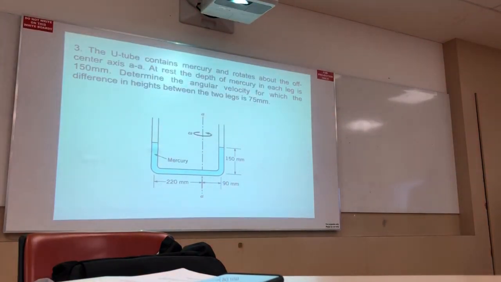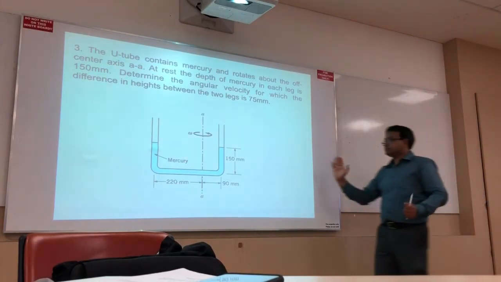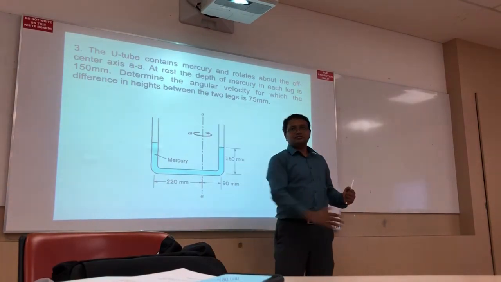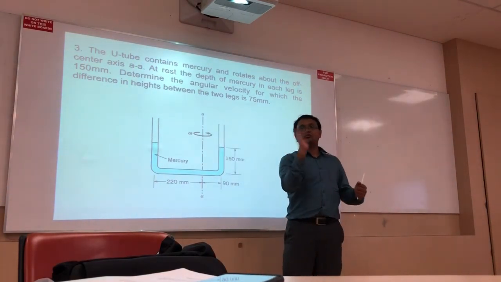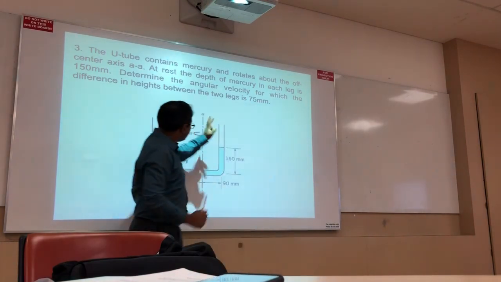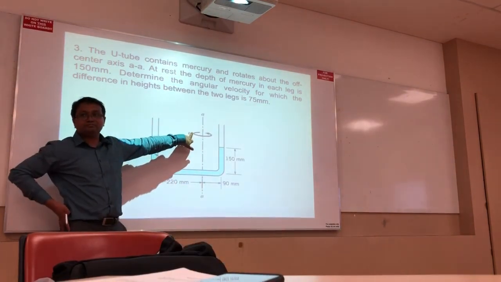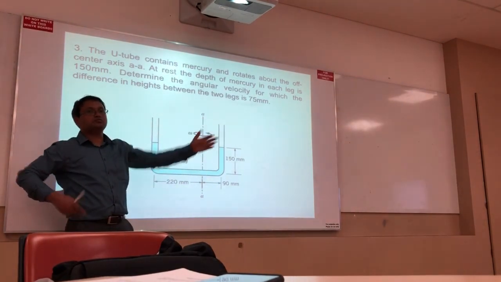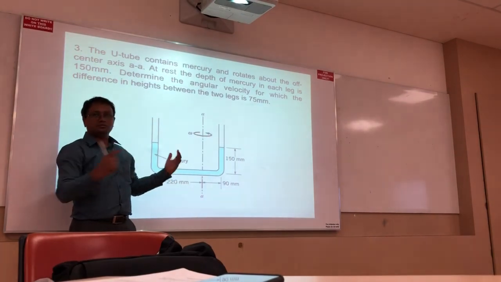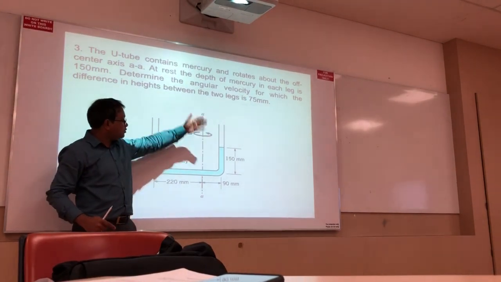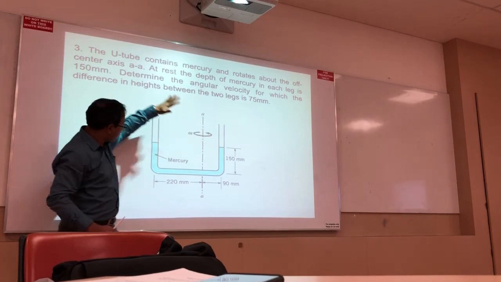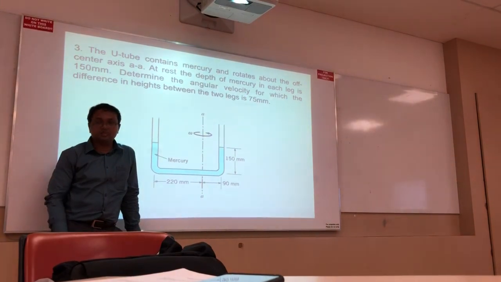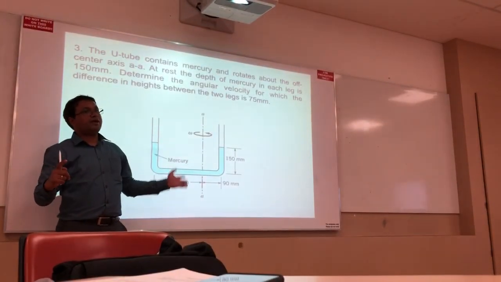That means I rotate this, right? I rotate in this direction. Last time it was linear motion. Now it is angular motion. That means angular velocity is omega. Right? And from here to here is, I assume, in radial direction. Moving in radial direction, right? Yes. So I can tell you the pressure difference between this leg and that leg is 75 millimeters. This is the concept. Done. You have to find the value of omega.